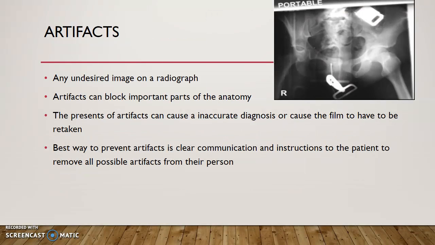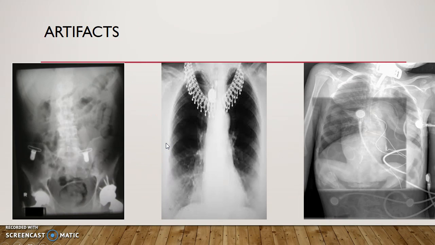Artifacts. Any undesired item on the image that is covering anatomic structure. Artifacts can block important parts of the anatomy. The presence of artifacts can cause an inaccurate diagnosis or can cause the film to be retaken. The best way to prevent artifacts is clear communication and instructions to the patient, and to remove all possible artifacts from their person. Here are some examples of artifacts.